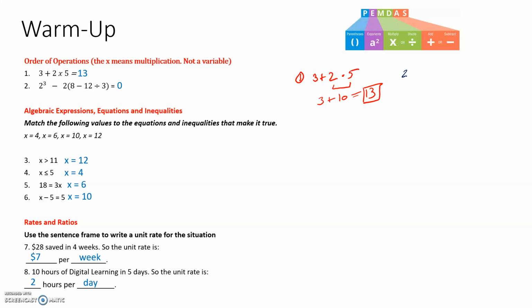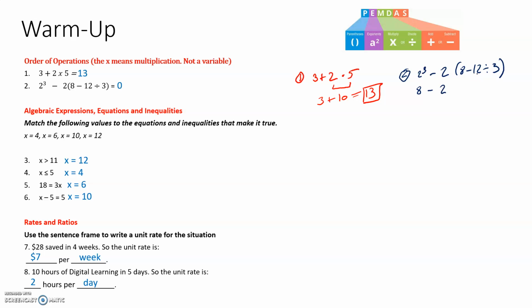Remember, I need to do parentheses, then exponents, but really I can do the exponents, and I can't do anything else until I work inside the parentheses. For the sake of space, I'm going to do both at the same time. So let's go right to the problem: 2 to the third minus 2 times (8 minus 12 divided by 3). I'm going to do my exponent, which is 2 to the third power is 8.